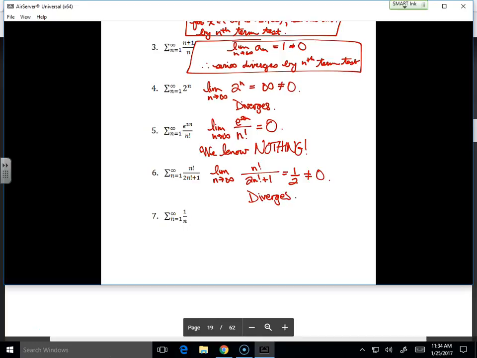Moving on down to the bottom one. What's the limit as n goes to infinity of 1 over n? 0. So now what do we say? You have to check to see if it's geometric.